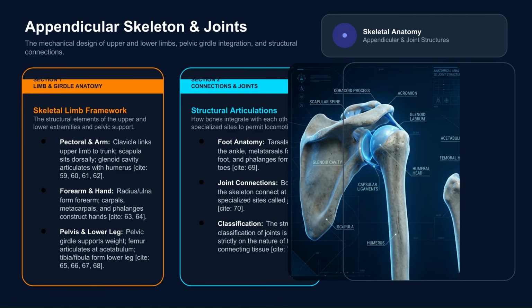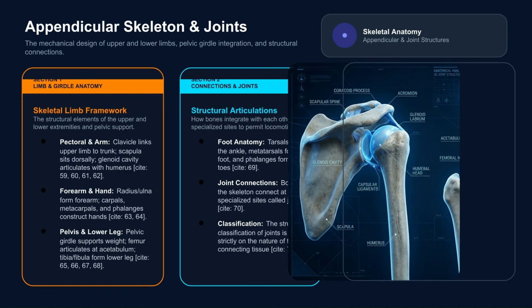The ribs are thin, flat, curved bones that form the lateral walls of the thoracic cage. The ribs are connected to the sternum anteriorly through costal cartilage, either directly or indirectly. The clavicle is commonly called the collarbone and connects the upper limb to the trunk. The scapula is a large triangular flat bone situated on the dorsal side of the thorax.